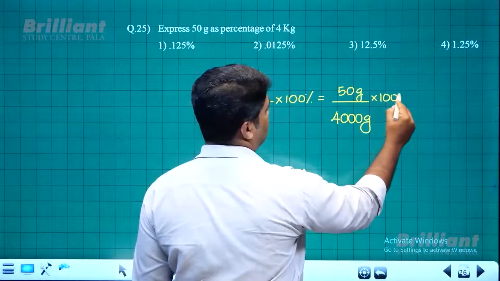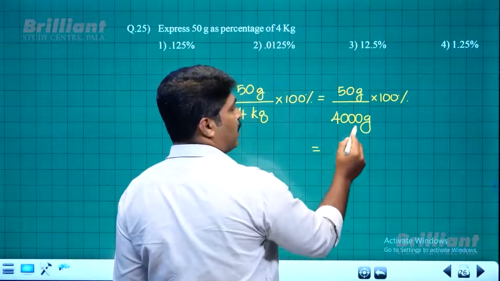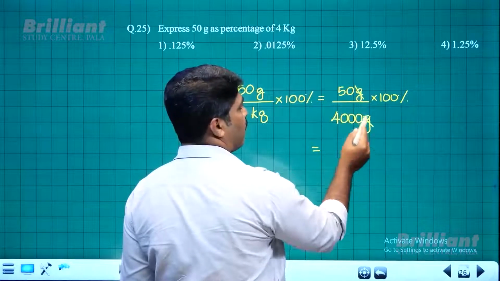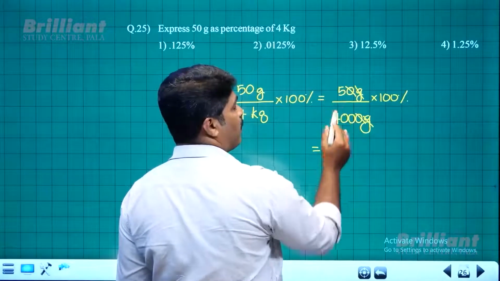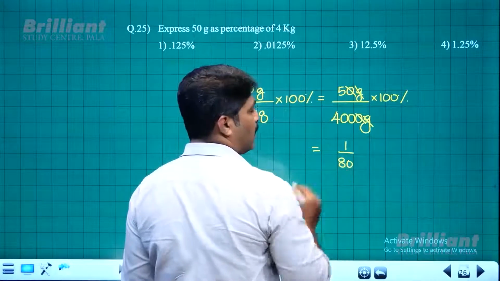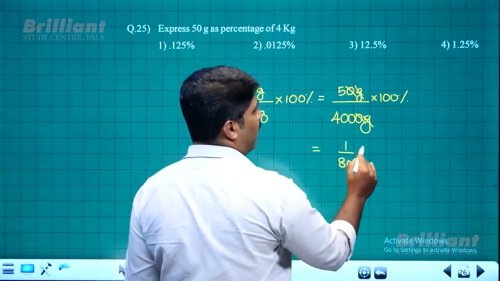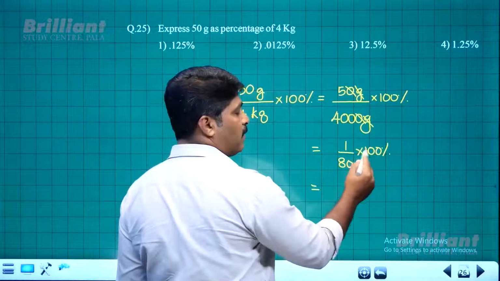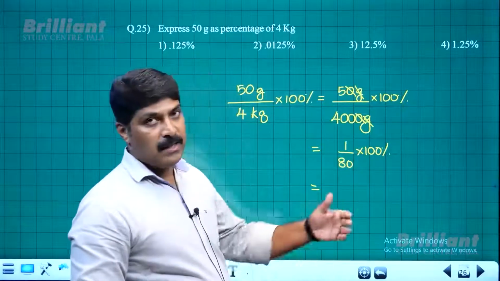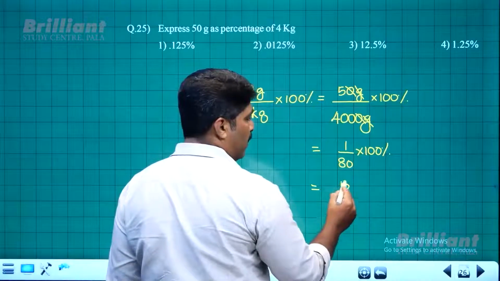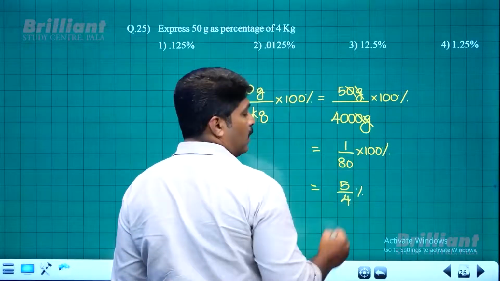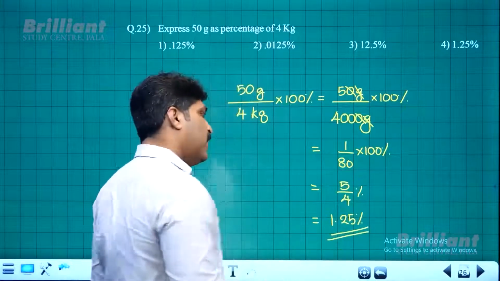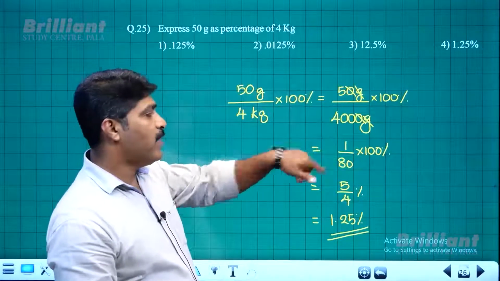So into 100%. We can simplify the like terms here. 0, 0 we can cancel. So what will it become? Gram, gram cancel, 0, 0 cancel. So what about this one? This is 1 by 80. Therefore, this is 1 by 80 into 100%. So simplify these values here. Both values are divisible by 20. This is 5 by 4%. What is 5 by 4? This is 1.25%. Otherwise, we know what is the corresponding percentage value of 1 by 8?